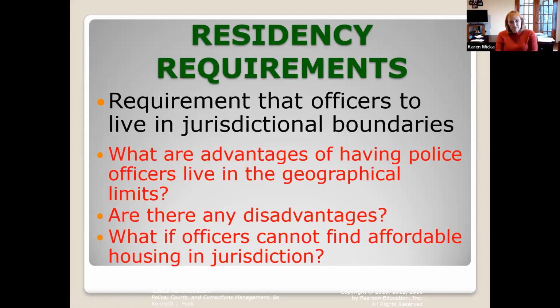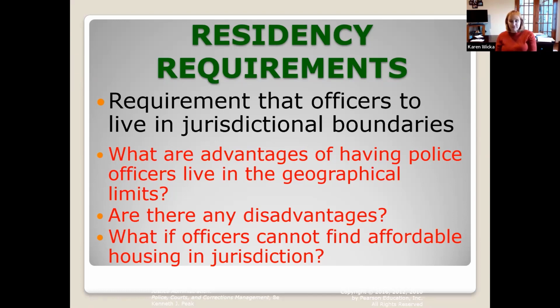Another big issue with criminal justice is residency requirements. Some departments require you to live within their jurisdictional boundaries if they are going to hire you. So if you want to be a City of Batavia police officer, your house or where you live, your residence has to be within the jurisdictional limits of the City of Batavia. Some departments have this, some don't. People really weigh the pros and cons.